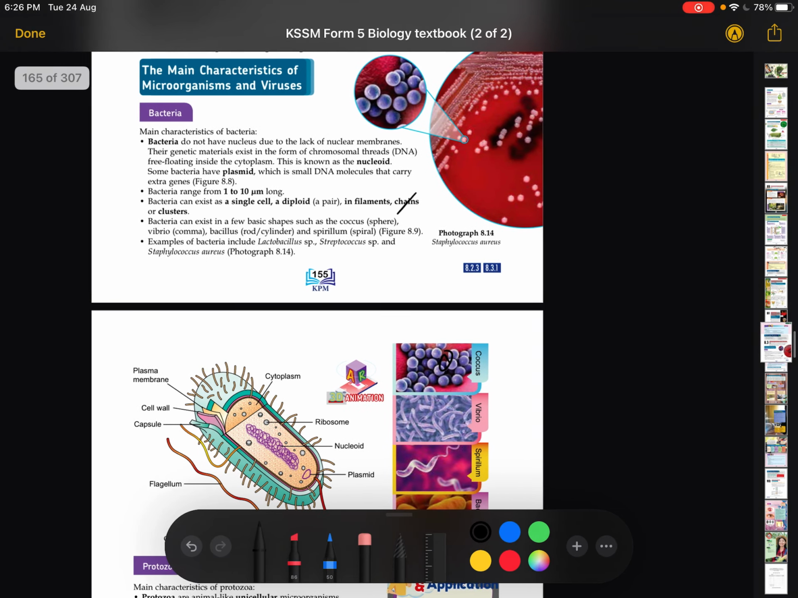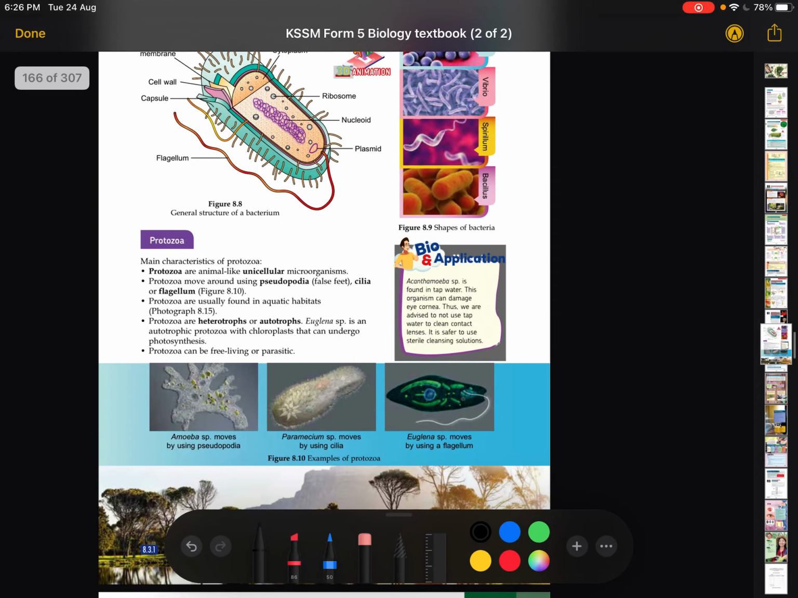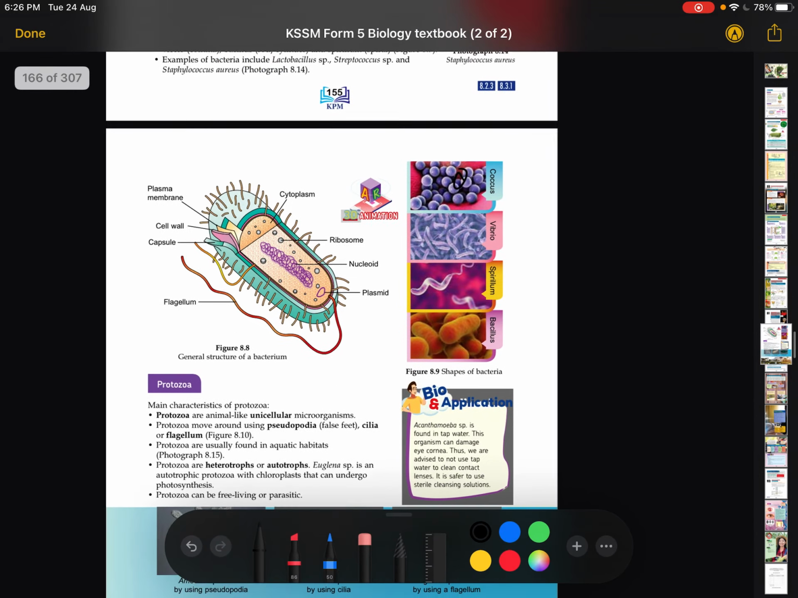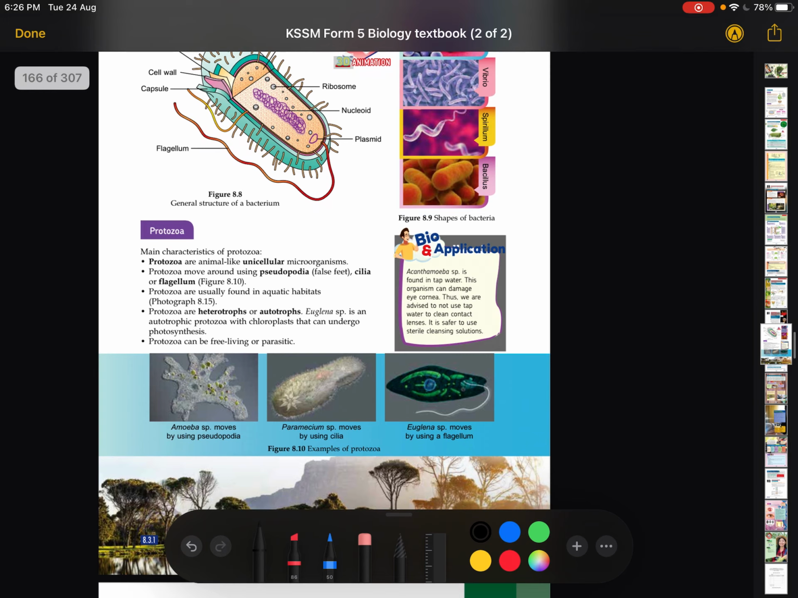Next would be protozoa. They are unicellular, but they kind of act like animals where they can move. But how do they move? They don't have feet. They use something called pseudopodia. They either use pseudopodia, cilia, or flagellum. Flagellum is like a tail. This is the bacteria's tail, but protozoa have it more often. So this tail is to help them move around.